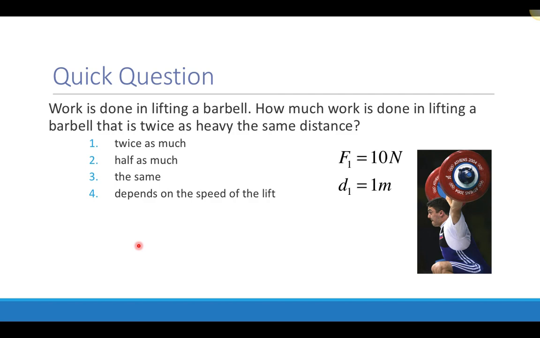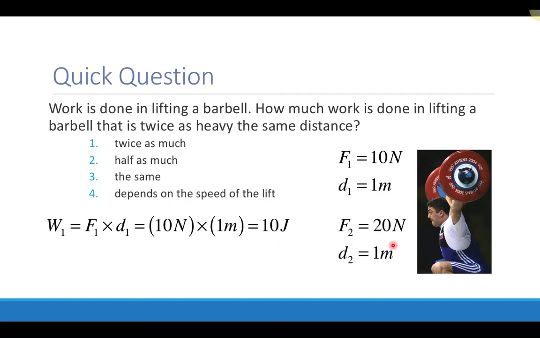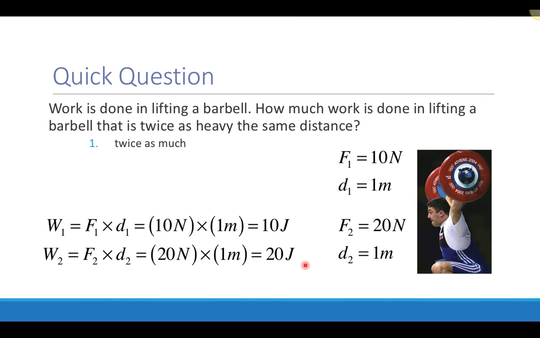So let's say that the barbell had a mass of 1 kilogram and weighed 10 newtons, and that the distance that it was moved was 1 meter. Well, the work would just be the force times the distance, so 10 newtons times 1 meter is 10 joules. If we now double the force so that it's 20 newtons, but keep the distance the same, force times distance, 20 times 1 is 20 joules. So the amount of work has doubled when the force has doubled. It's twice as much as it was before.